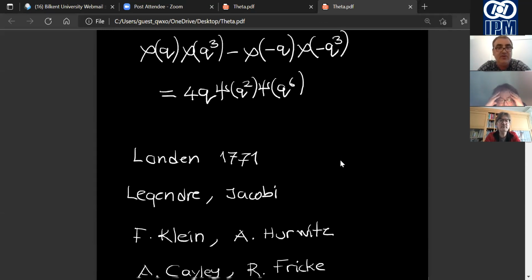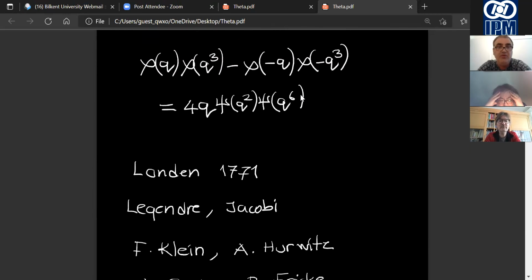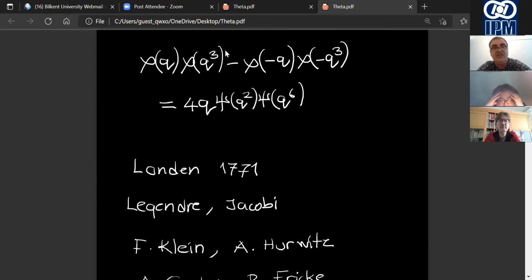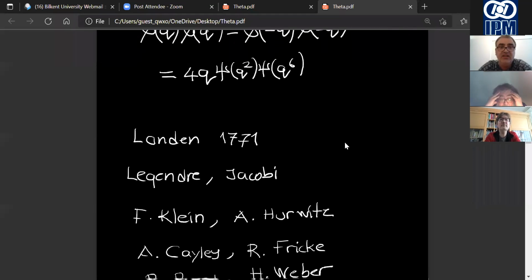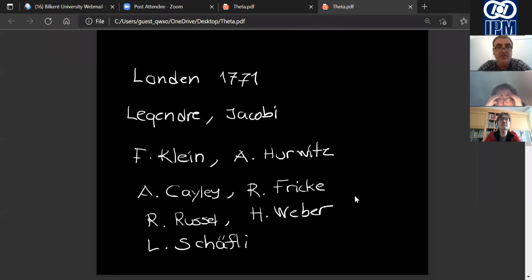London. So basically, what we do, we represent theta functions. We parameterize them using elliptic integrals. The transformation properties were studied first by London. Then Legendre and Jacobi came up with the first examples of modular equations. And these are the mathematicians who made contributions to the theory.